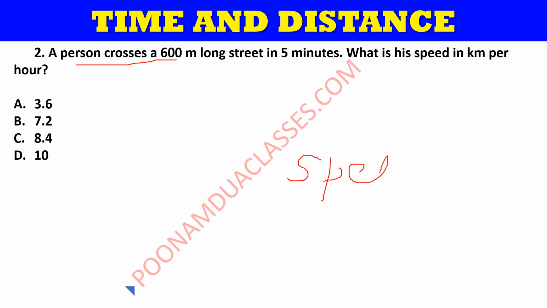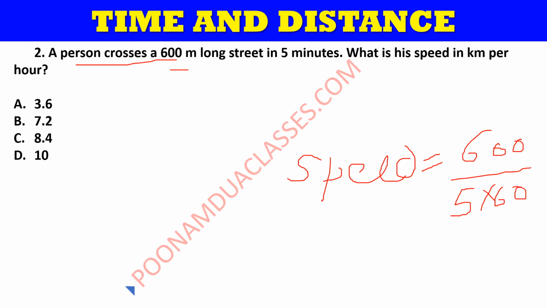सबसे पहले, at present what we are given: 600 meter divided by minute, हमारे पास कितने हैं 5 मिनट. 5 मिनट्स को हम पहले सेकेंड्स में कन्वर्ट कर देंगे. It will be 600 divided by 5 into 60, that is 2 meter per second. Right, आप इसको कट करके देखेंगे तो it will give us the answer 2 meter per second.